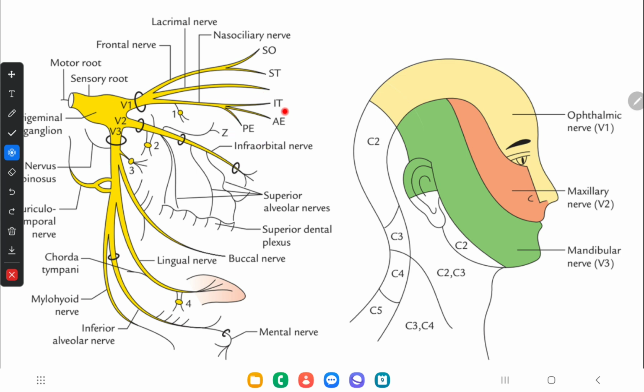Here the nasociliary nerve gives branches as the anterior ethmoidal. The anterior ethmoidal nerve supplies the nasal cavity and skin of the tip of the nose. Then the posterior ethmoidal nerve supplies the ethmoidal and sphenoidal sinuses. Then the infratrochlear nerve supplies the nose above the medial canthus of the eye, conjunctiva, upper eyelid, and lacrimal sac. Then there are long ciliary nerves which supply the ciliary body, iris, and cornea.